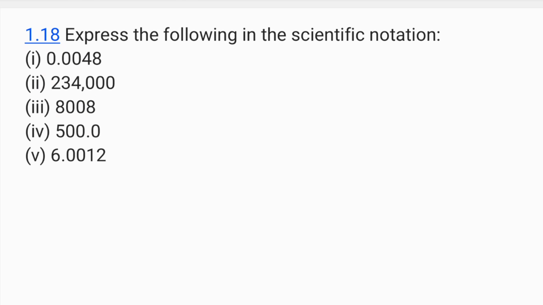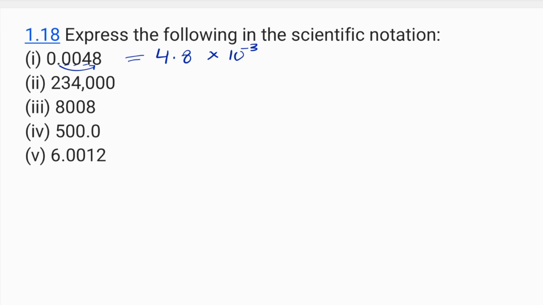All right, so let's take the first one. It is 0.0048. What we have to do? We have to shift this decimal after 4. Okay, it becomes 4.8. If the decimal is shifted, then obviously, how many digits have we shifted it by? 1 2 3. All right, so 3 decimals negative. So the scientific notation for it will be 4.8 into 10 to the power negative 3.